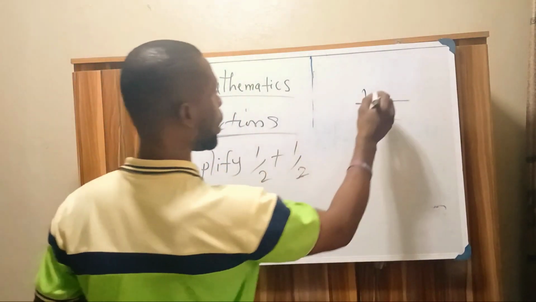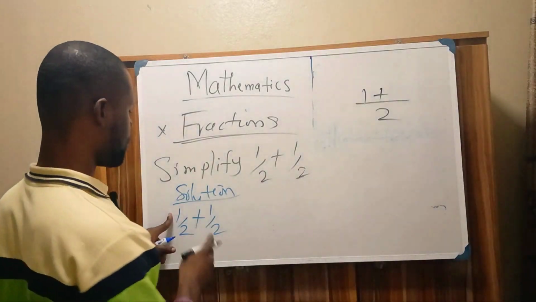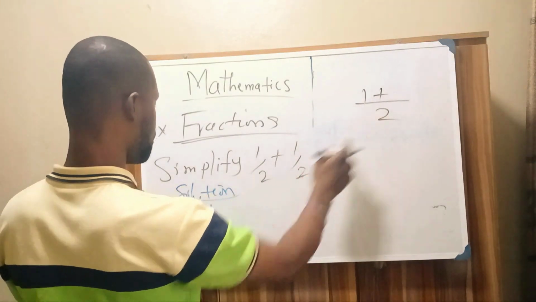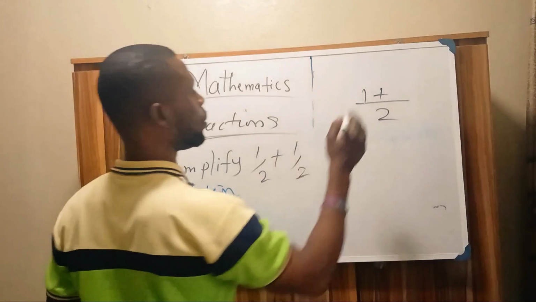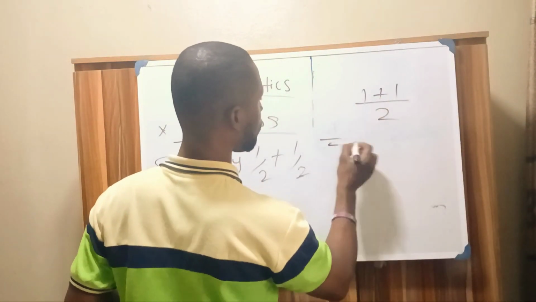So you put a plus sign here. Then the next thing is this. 2 divided by this 2. This 2 divided by this is 1. 1 times this 1 is going to give you 1. So we're going to have something like this.